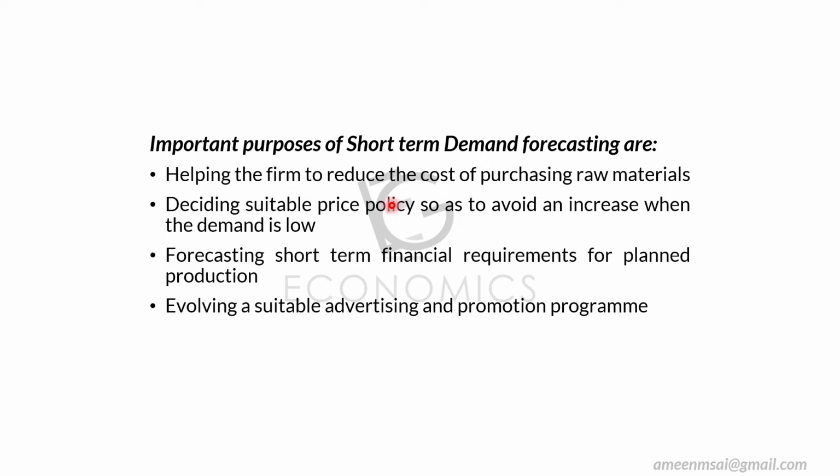When we are forecasting the demand for 1 year, that means for a short term, and of course the market fluctuates and the price of raw materials increases and decreases, so we can plan when and how we should buy the raw materials. That's how demand forecasting helps a firm to reduce the cost of purchasing raw materials. The second point is deciding a suitable price policy so as to avoid an increase when the demand is low. So we can have a price policy and adjust the price according to the demand that we have forecast.